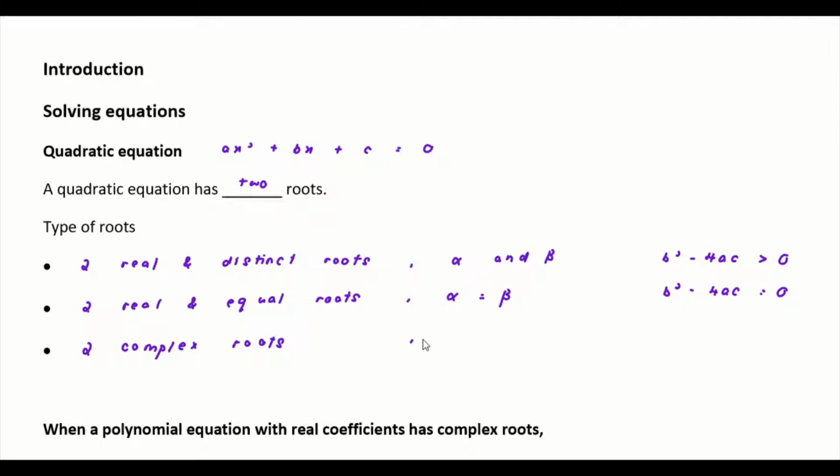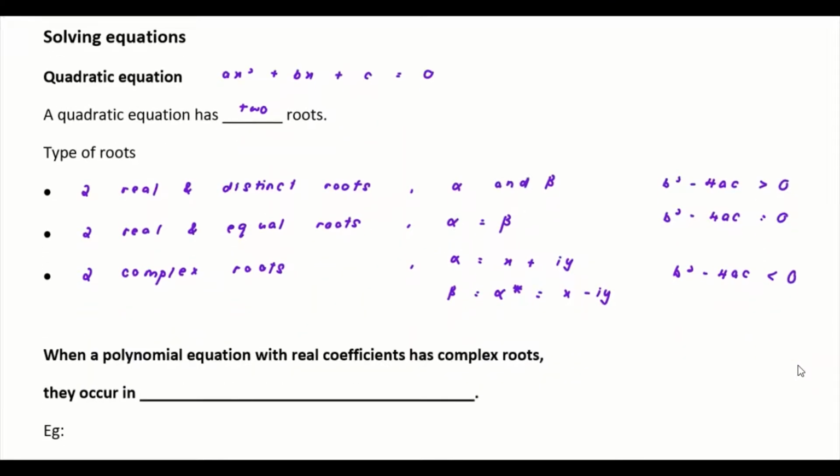If you recall what we learned in the first lesson, for a quadratic equation with real coefficients, the roots will always be in a conjugate pair. So if alpha is equal to x plus iy, your beta should be equal to the conjugate of alpha, so the other root will be x minus iy. This is the case where b squared minus 4ac is less than 0.